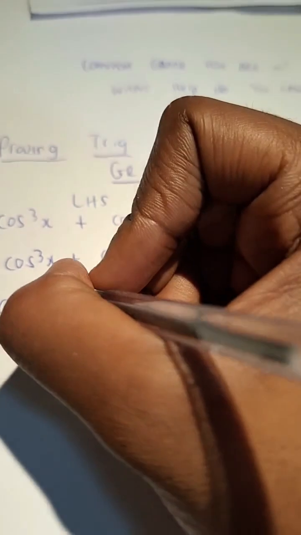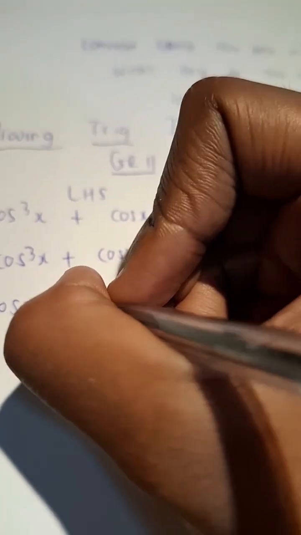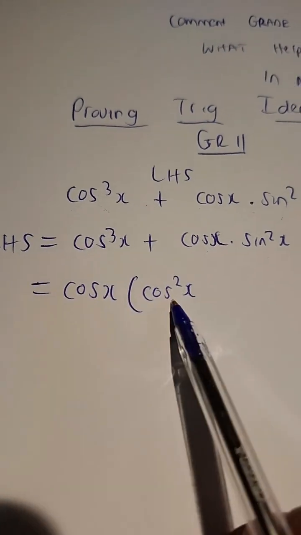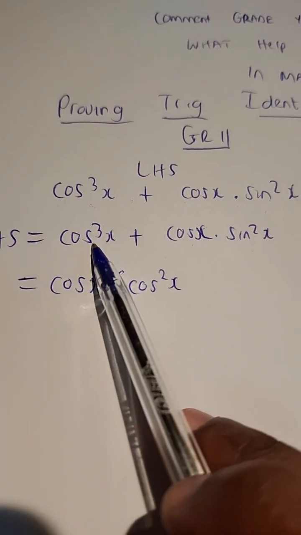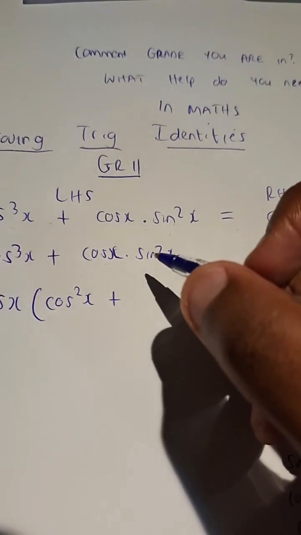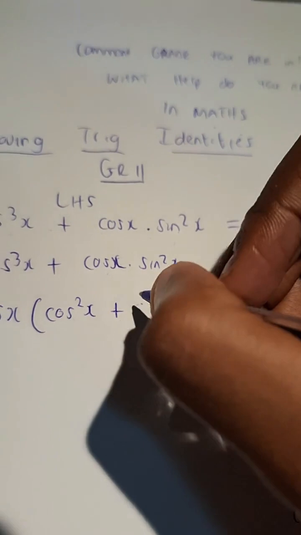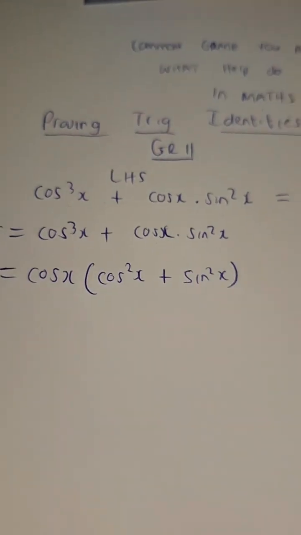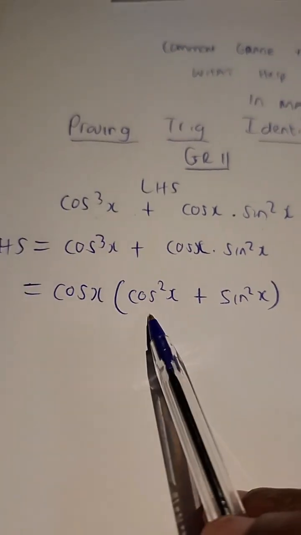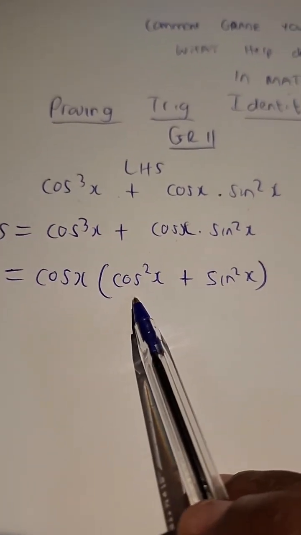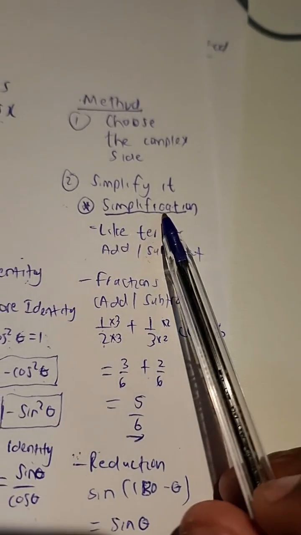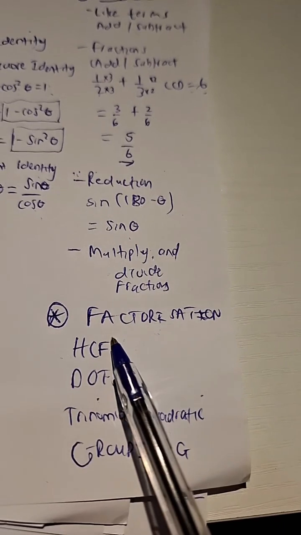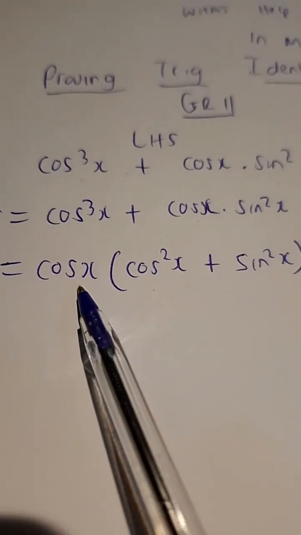Then I can leave inside the bracket cos squared x, because when I take cos x and multiply it with cos squared x, I get cos to the power 3x, plus what is left on the right hand side, sine squared x. Do you guys see that? So I have just applied strategy number 2, because with strategy number 1 of simplification, there was nothing I could do. So I move on to strategy number 2, and that is I factorize. So I took out cos x.